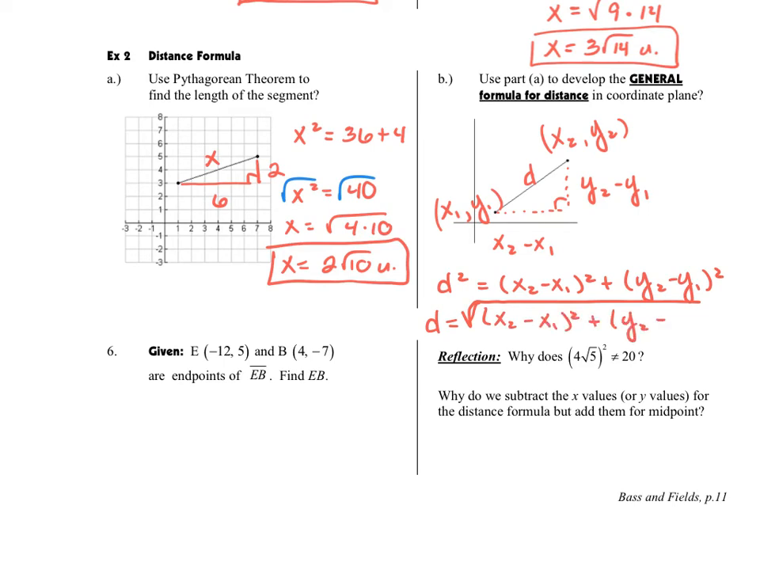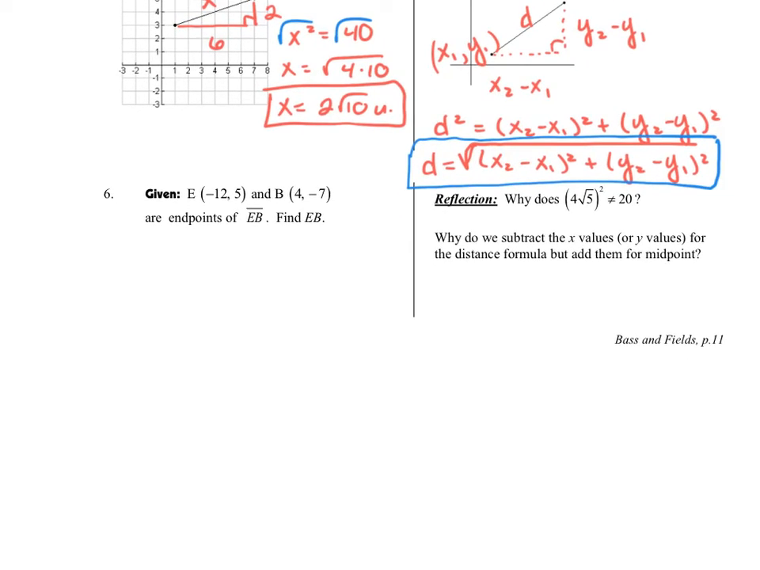So oftentimes what students forget is the fact that these should be subtraction, that the distance formula is subtraction. But if you just think of how you would have done this on a coordinate plane in the Pythagorean theorem, you'll be fine. So let's just do a quick example here. On our quick example, I want you to find EB. Now when it says find EB, that notation without the bar on top means length or the distance.